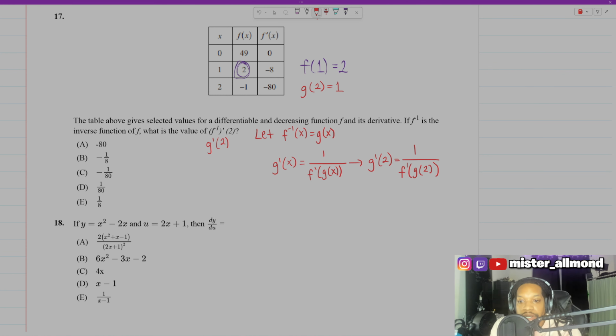Okay, so instead of g of 2, I'm just going to replace it with 1. So I'll say g prime of 2 equals 1 over f prime of 1. That I can get from the table. F prime of 1 is negative 8. So 1 over negative 8 should be my final answer. Let's go.